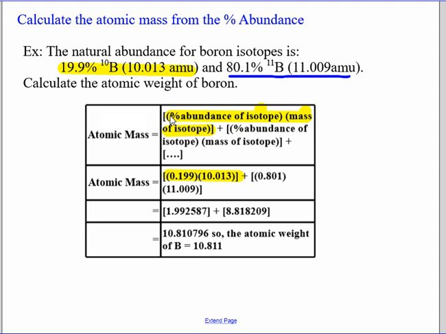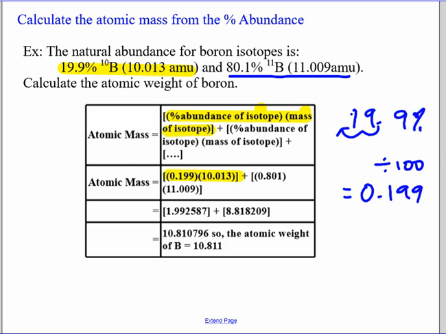To change a percentage to a decimal, like 19.9, there are two ways you can look at it. You can divide by 100 on your calculator, or you can simply move your decimal point back 2 spots. Either way, you have now changed your percentage to a decimal. So here's the percent abundance for boron 10 and the actual mass for boron 10. For boron 11, the percent abundance is 80.1% or 0.801, and the actual atomic mass is 11.009.